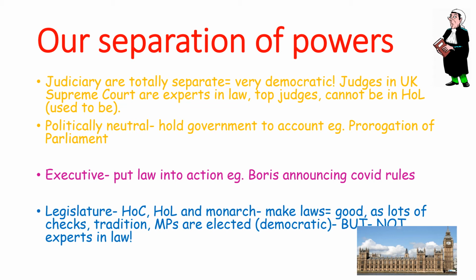The judges in the UK Supreme Court are experts in law. They are the top judges in the country. They've got there by merit and they can't be members of the House of Lords, although they used to be up until the Reformation. They are politically neutral. They are allowed to hold the government to account, which they absolutely did in things like the prorogation of Parliament law case, where Gina Miller took the government to court.